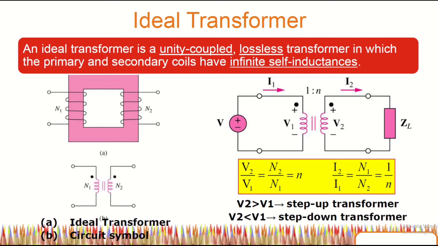So the formula that you need to know is, first, this one, where the voltage V1 over V2 is equal to N2 over N1. So N is the number of windings or turns of the coil at the secondary coil. N1 is the same, so it's the number of turns of the coil.